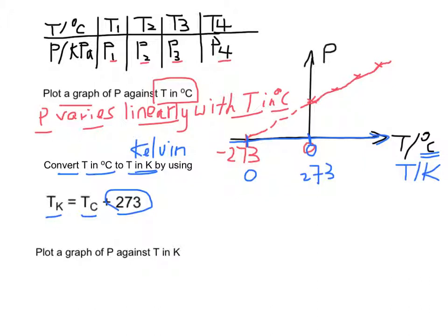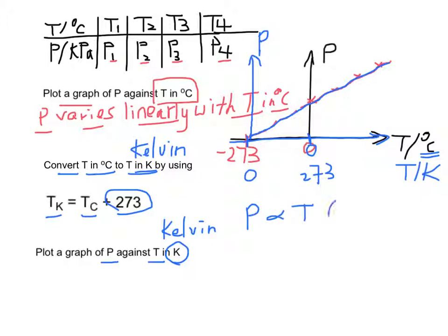We move the pressure axis to the 0K point, then we have the new graph. If we plot the graph of P against temperature T in Kelvin, then we will have a straight line passing through the origin. In this case, we say the pressure of the gas is proportional to the temperature in Kelvin.